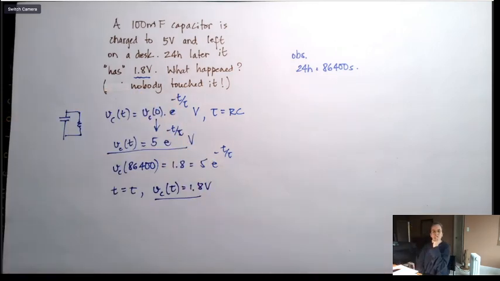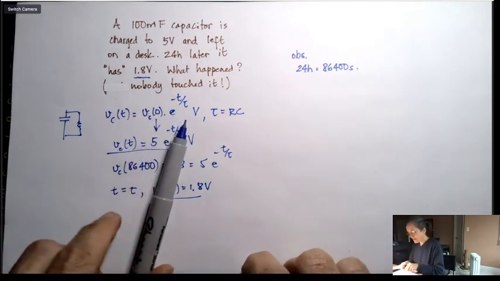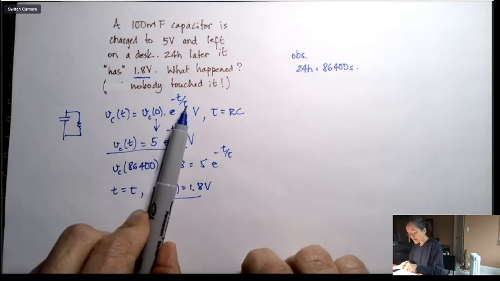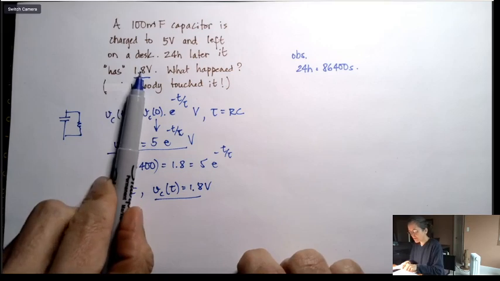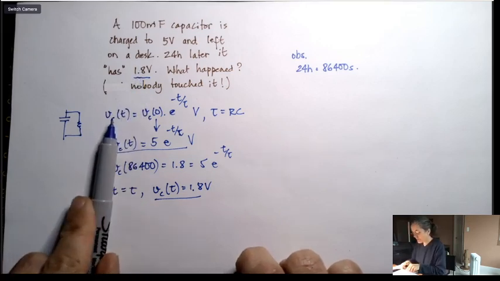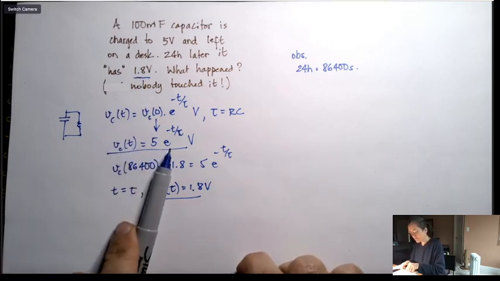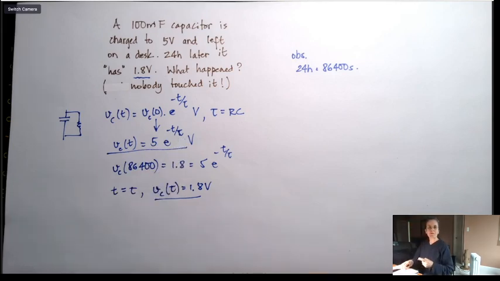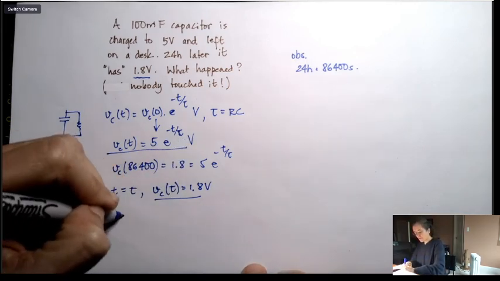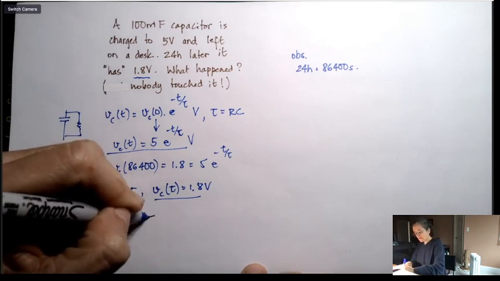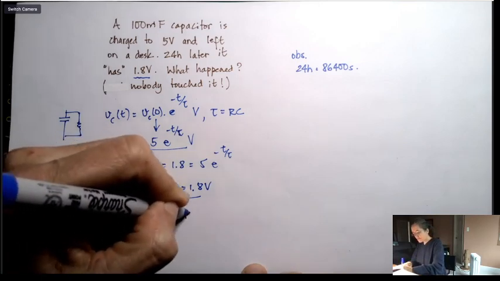Actually, I think to solve the problem of homework 8, you do need tau, and what you want is to put that voltage here that they give. Let's say they ask you, when does it go to 1 volt? You put here, 1 equals 5 e to the minus t over tau, and you have tau. Here the catch is, we want tau. So tau is 86,400, and that's R times C.